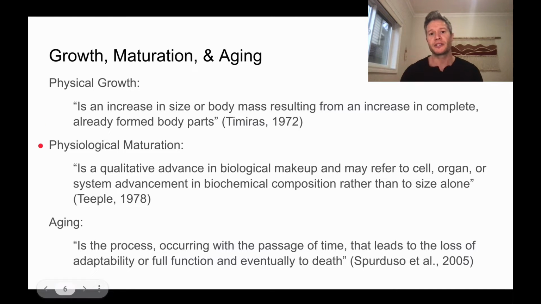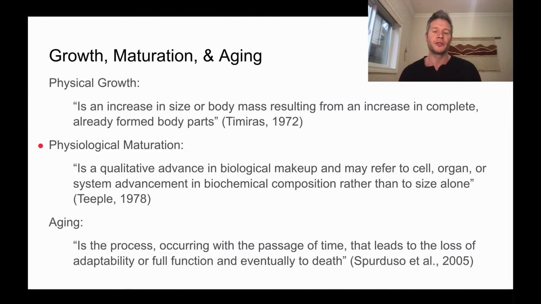Physiological maturation, so that's the biological things that occur more at the cellular level. So, for example, to get very biology-based, our DNA, as we get older, has these little buffer zones on either end called telomeres. And as we get older, the telomeres get shorter and shorter. Okay, so that's on a cellular level at which we can physiologically mature.